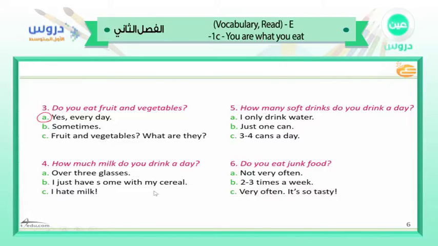What do you think? What about you? Do you drink milk a lot? How many glasses? Did you choose one of them? Very nice. For me, no, I don't drink 3 or more than 3 glasses. It's just about 1 glass a day, sometimes with my cereal.